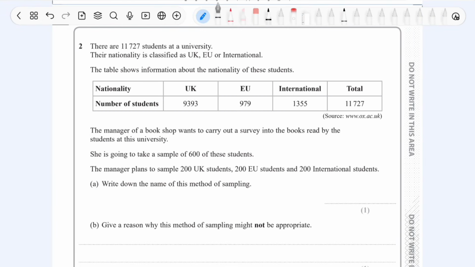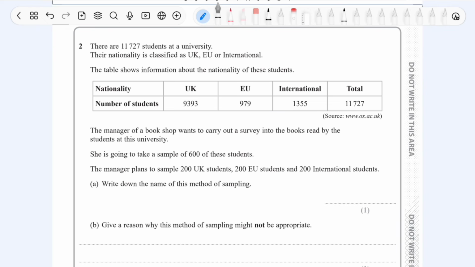There are 11,727 students at a university. Their nationality is classified as either UK, EU, or international. The table shows information about the nationality of these students. And here's the table.